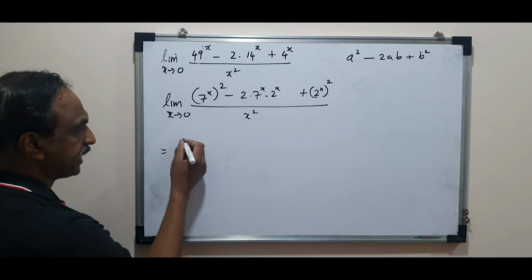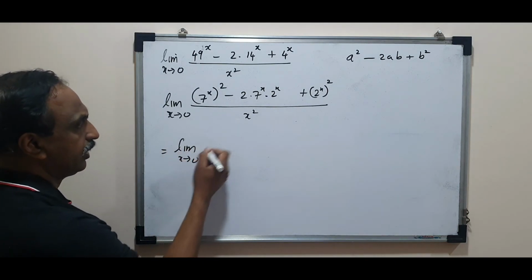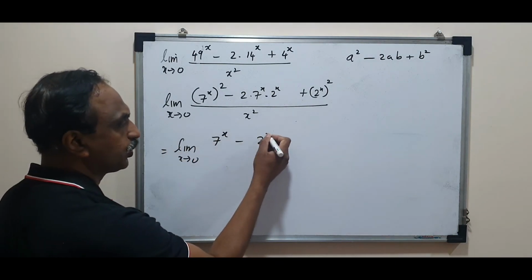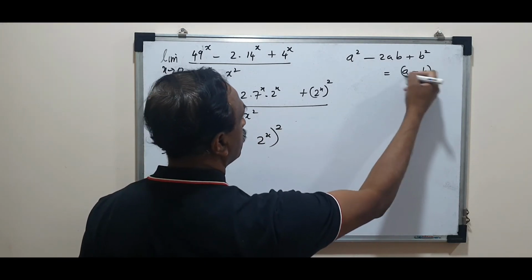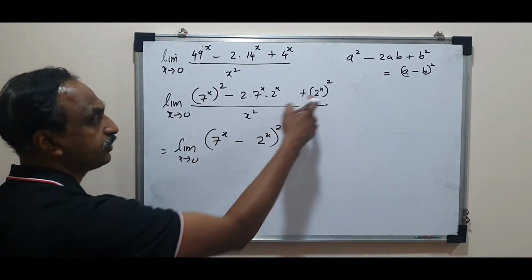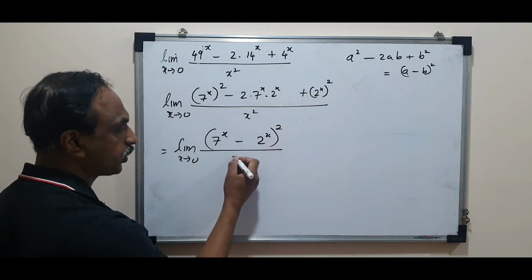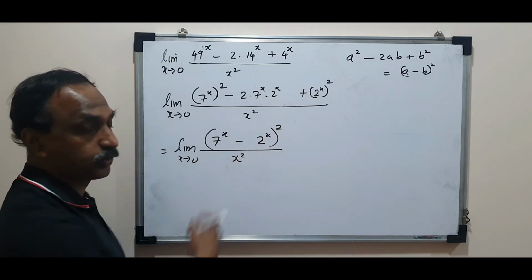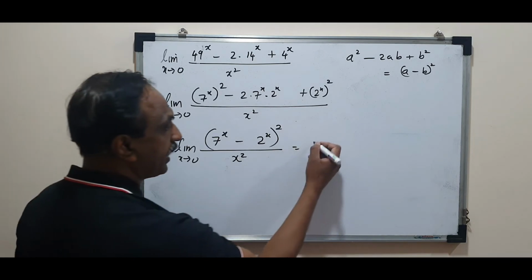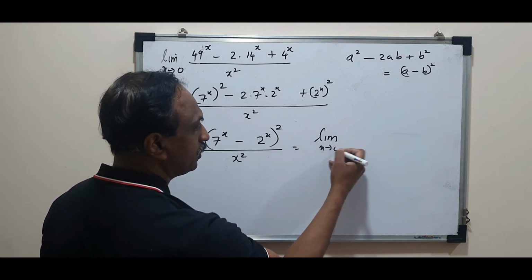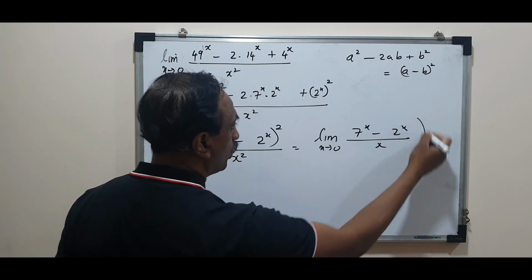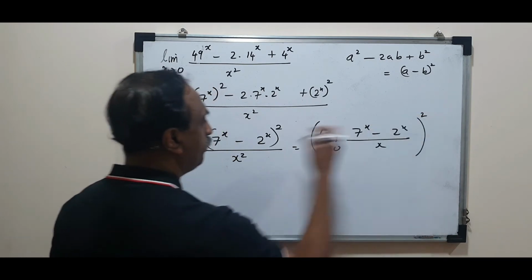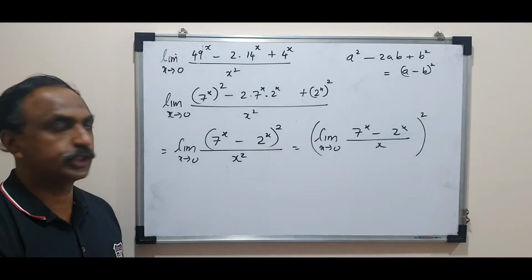So I can write this as (7 raised to x minus 2 raised to x) the whole square. This is (a minus b) the whole square. a is 7 raised to x, b is just 2 raised to x, upon x square. So both of them have a square there. So next step I can write this as limit x tending to 0, (7 raised to x minus 2 raised to x upon x) the whole square. When both of them are square, convert it to a whole square.